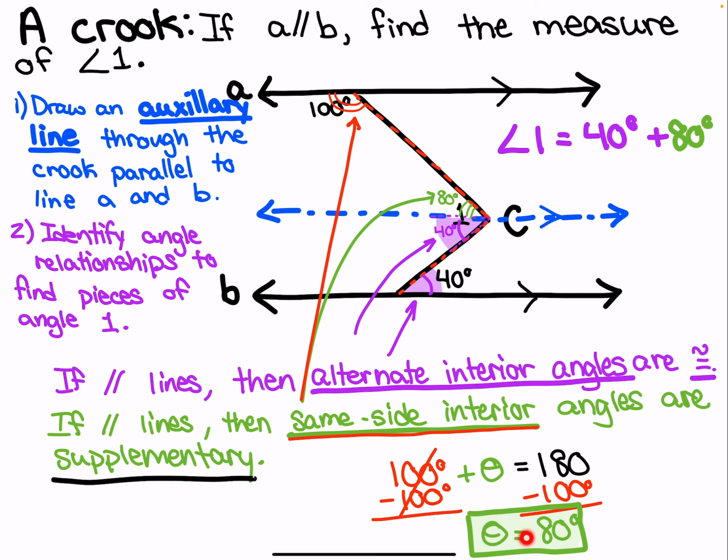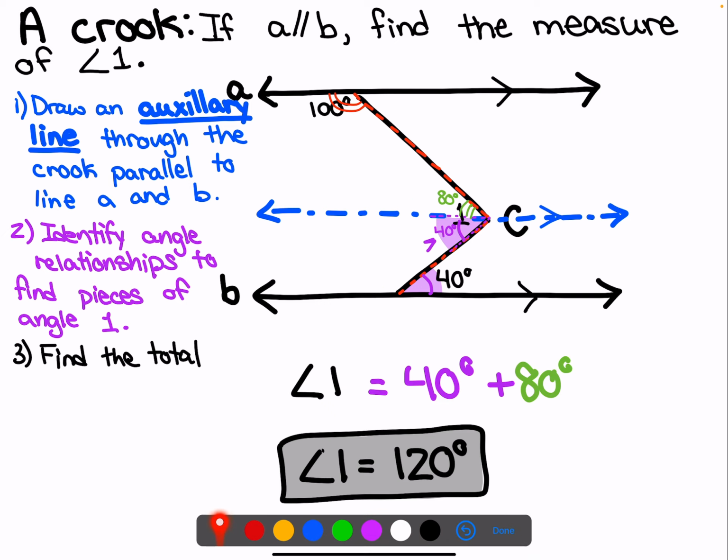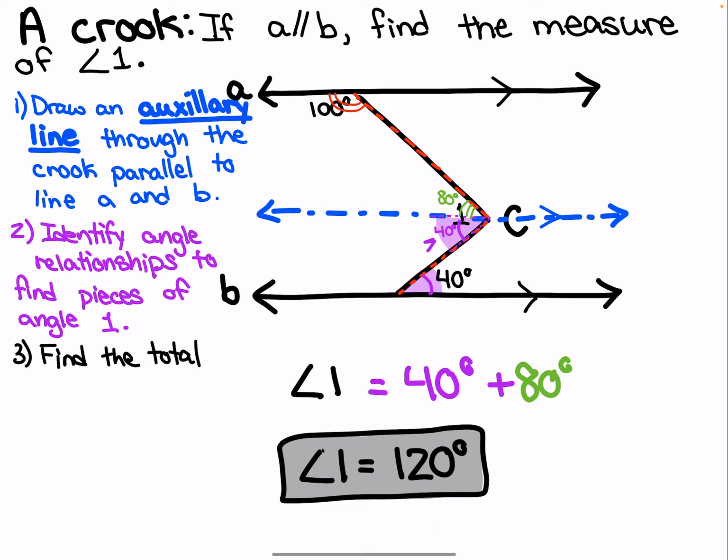So therefore, angle 1 is the total angle of 40 plus 80. So the measure of angle 1 is equal to 120 degrees total.